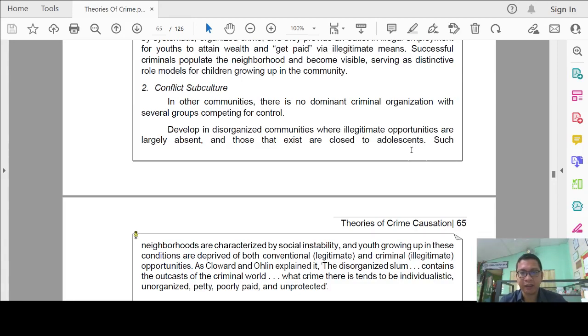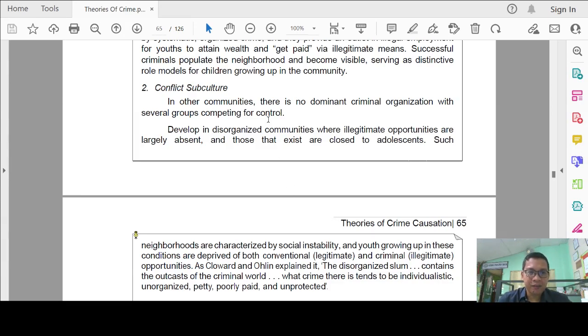The same with that, no? The same with in the community. In one community, there are subcultures. The subcultures will fight against each other to compete for dominance. Oh, ganun din 'yan, no?